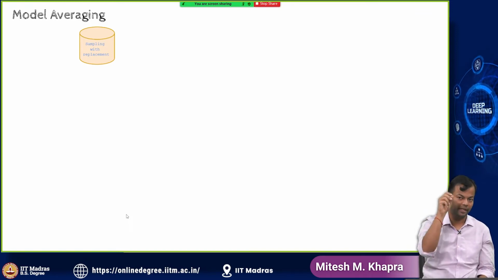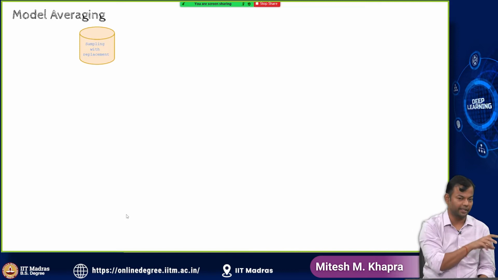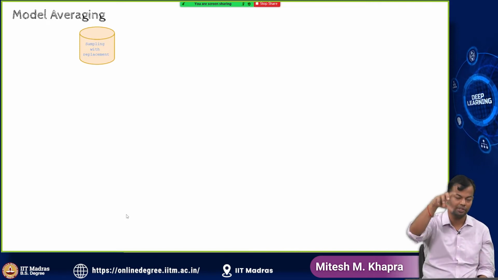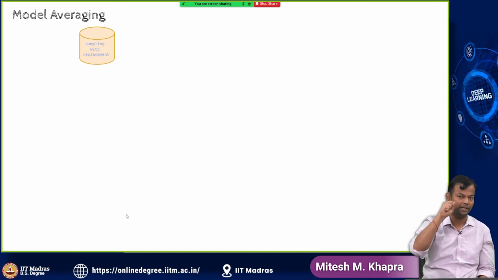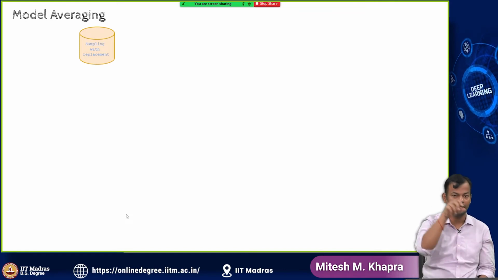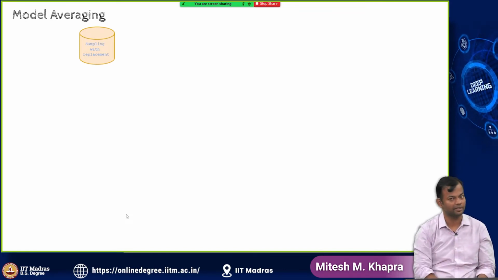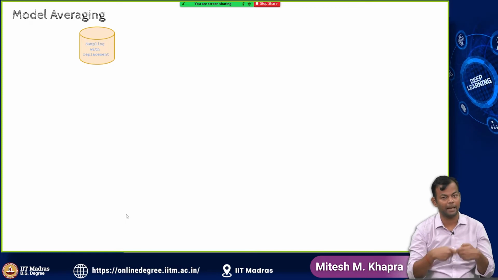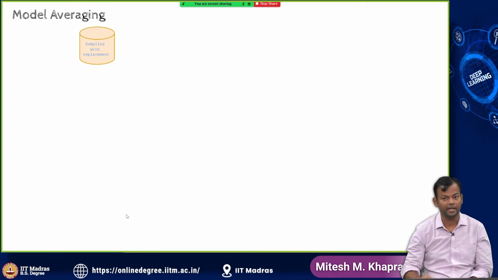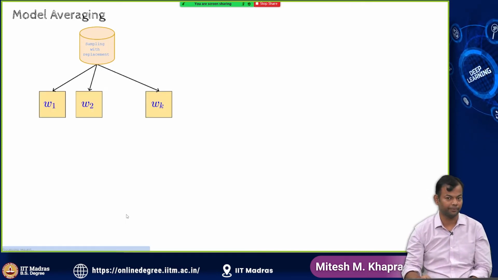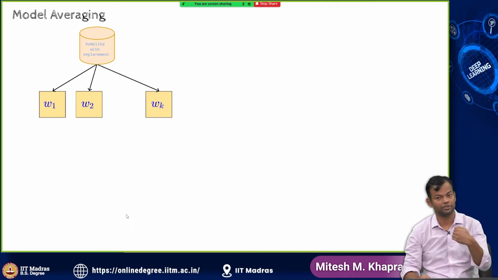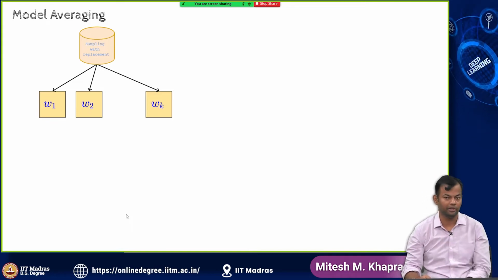I took one from there, sampled randomly one from there, created a copy and put it in this bucket. And I still have 1,000 here. Again, I sample one randomly and put it in this bucket. And I keep doing this till this bucket has 1,000 entries, right? So I'm sampling with replacement, and I'm creating multiple such training sets from the original training set.